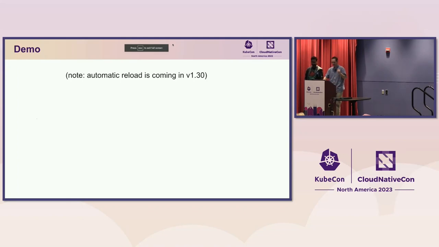A couple notes on that. Automatic reload is not in 1.29. For 1.29, you just start up your server, and this config you start with, that's what you get. But automatic reload will be in 1.30 before it goes to beta.